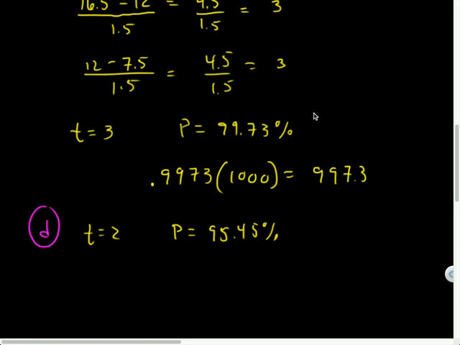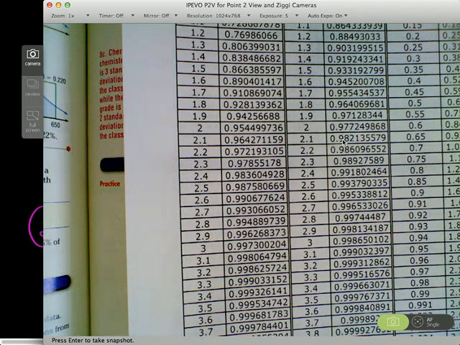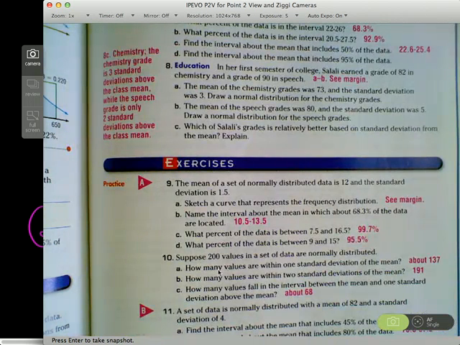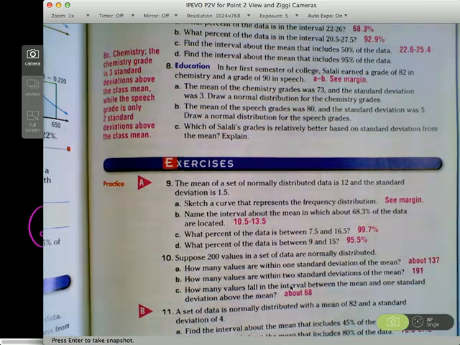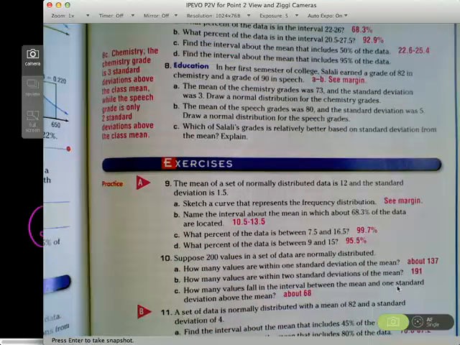So how about maybe one more tricky question? Do 10. Because 10 doesn't give you the standard deviation. Well, A is 1 standard deviation, so that would have been 68.3% times 200. B would have been 2 standard deviations, so that would have been the 95.45% times 200. And then how many values fall in the interval between the mean and 1 standard deviation above the mean?